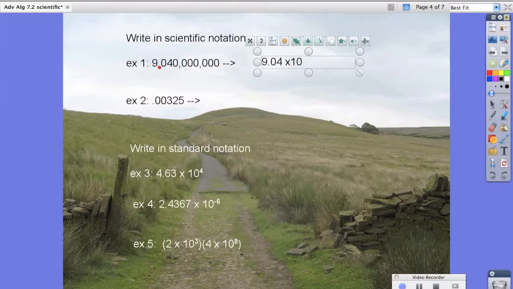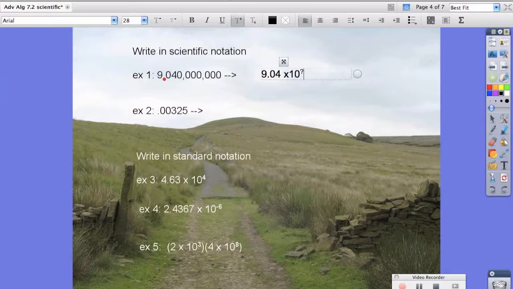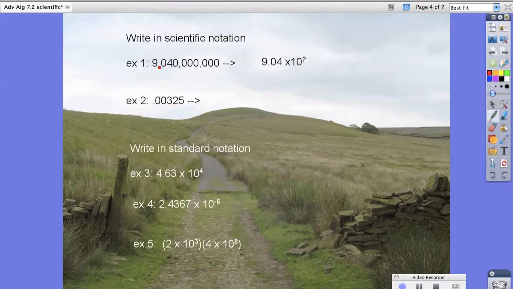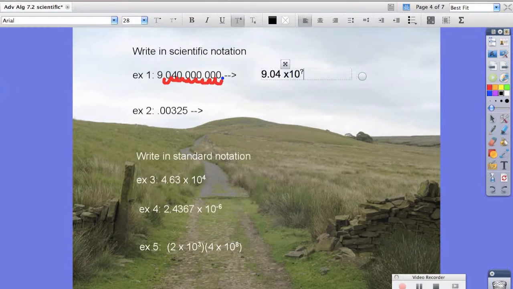So to figure out what that number would be, we have to decide how many decimal places we need to move this thing and which direction, left or right. So this is very important. We're going to start at where our decimal point is, the red point, and where it was originally. And where it was originally, it was here at the end in blue. So we, starting at the red, move our decimal point to the right. 1, 2, 3, 4, 5, 6, 7, 8, 9. So we moved it 9 places to the right. Therefore, our exponent should be to the 9th power.